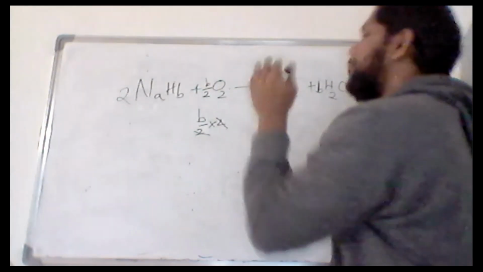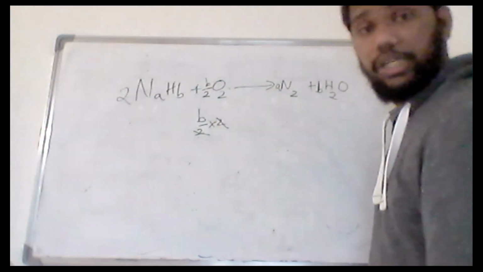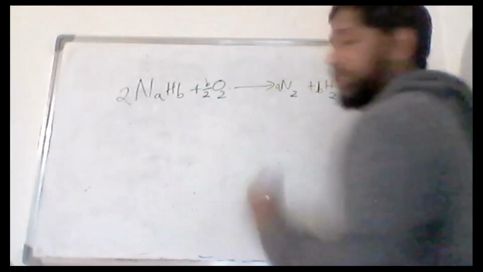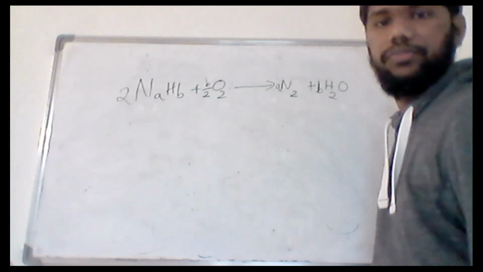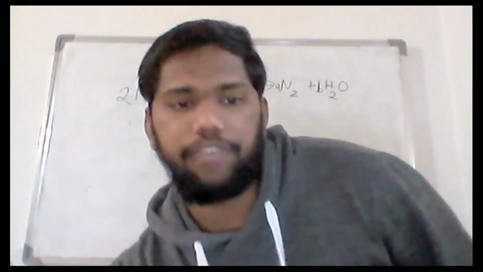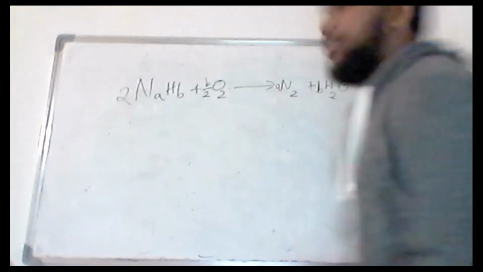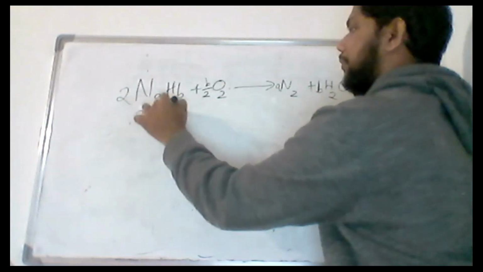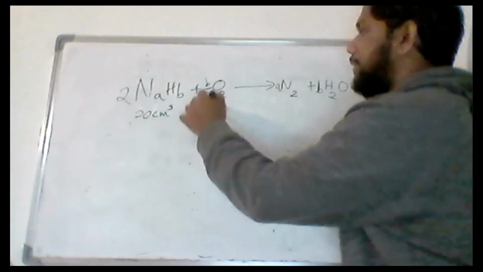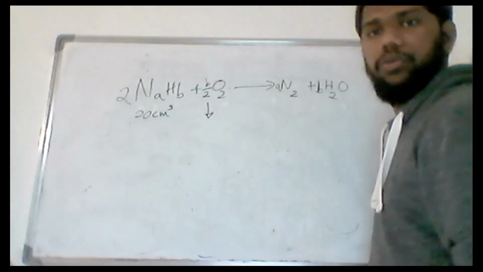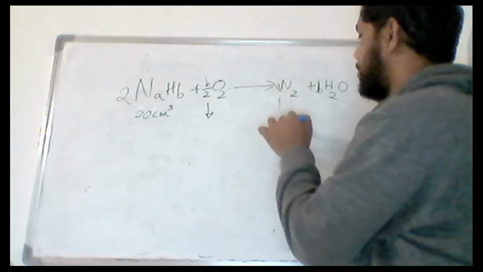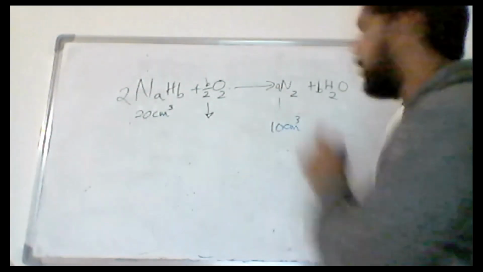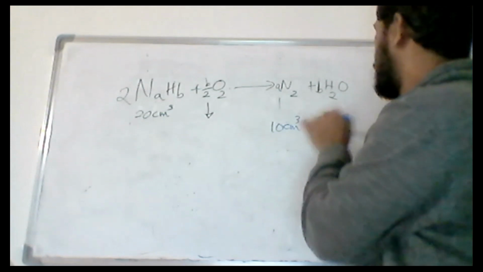The concept of this question is the Avogadro concept, where the volume ratio is equal to the molar ratio. If I check the question, this is 20 cubic centimeter. This is excess, so no point. This is 10 cubic centimeter, and water vapor is 30 cubic centimeter.